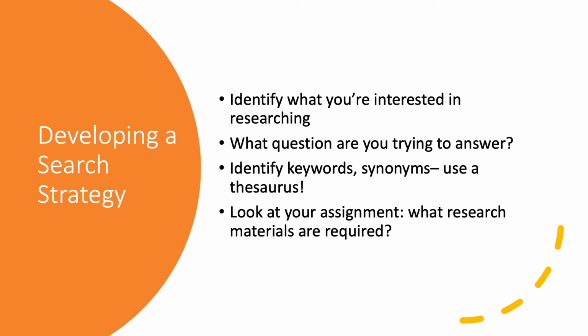Your first step when getting ready to research for a paper is to develop your search strategy. Once you've identified what topic you're interested in researching, ask yourself what question you are trying to answer about that topic. Identify keywords and synonyms that you can use to help expand your search criteria when using the databases, and make sure to pay close attention to your assignment prompt. You may have specific criteria for what kind of sources you need, or how your paper needs to be formatted. Taking notes on these things can help you prepare your research to be as successful as possible.